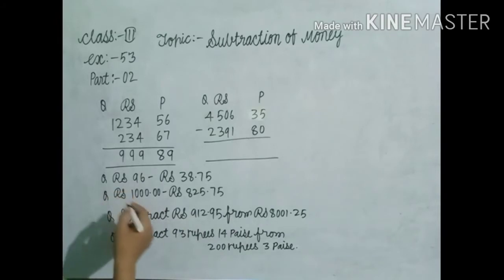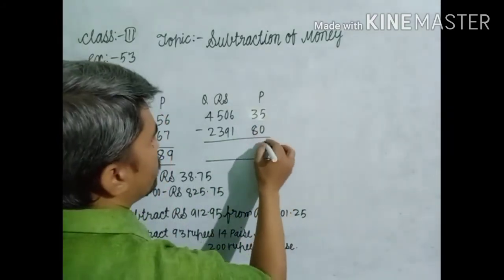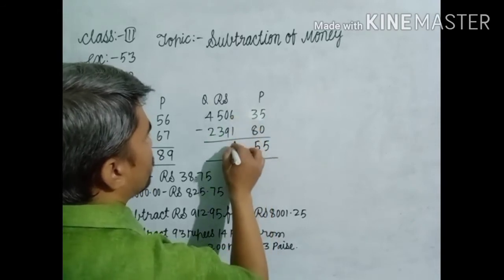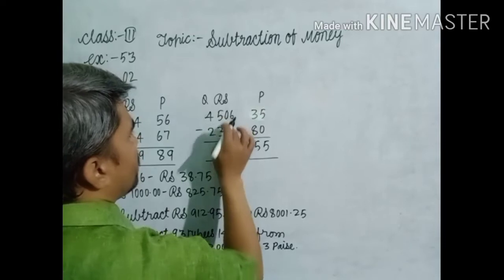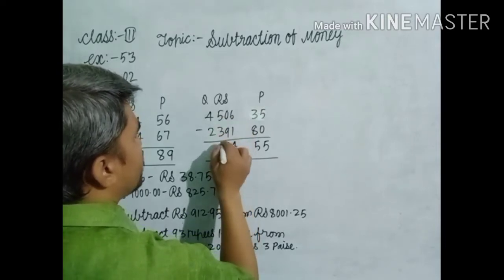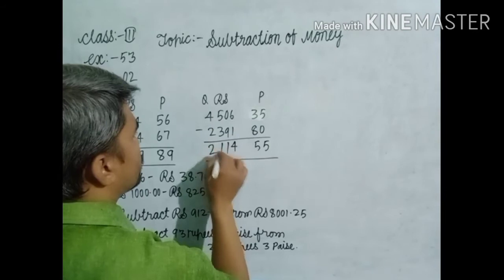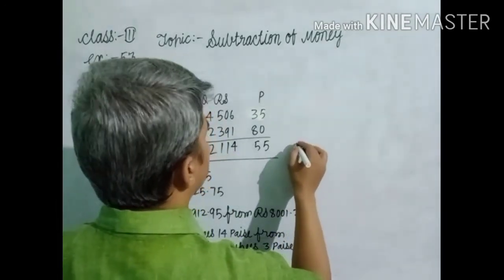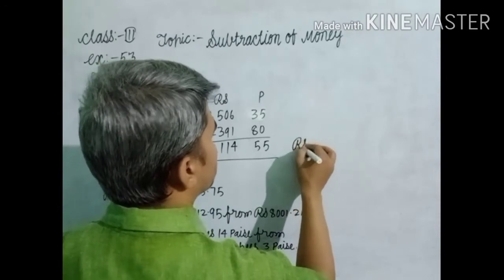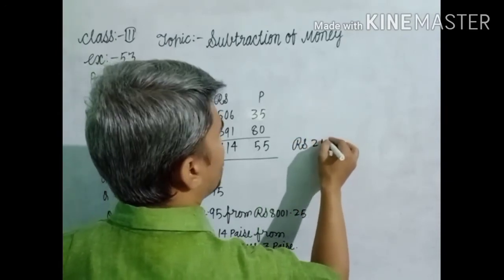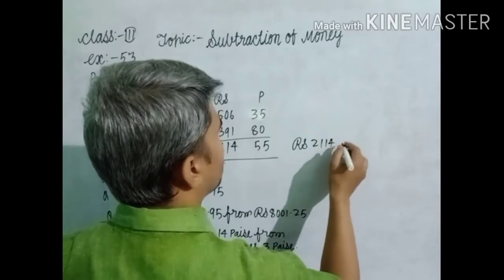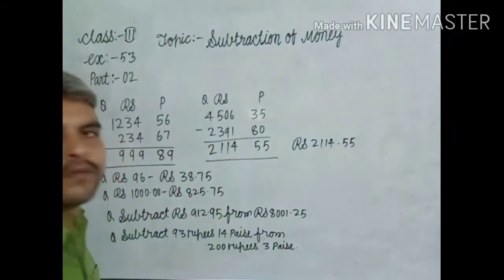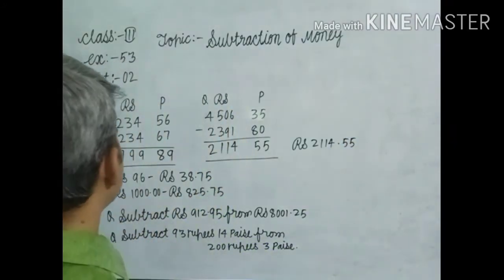This is your answer. Now next: 5 minus 0 is 5, 30 minus 8, 5 minus 1 is 4, here 10 minus 9 is 1, 4 minus 3 is 1, 4 minus 2 is 2. This is your answer. You write in this way: Rs 2114.55. Now next questions.